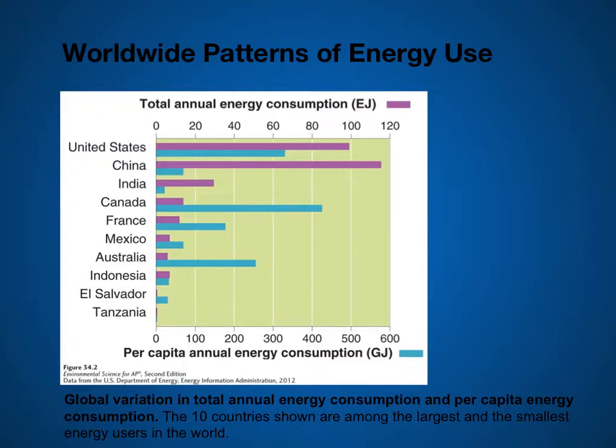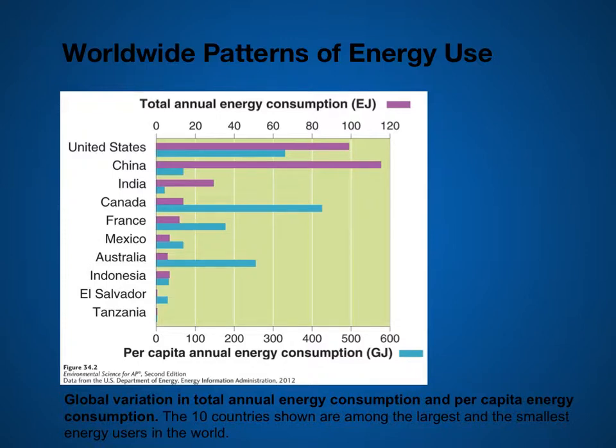Also note that some countries shown here, like China, have the greatest total energy consumption, whereas Canada has the greatest per capita energy consumption. And Tanzania has the lowest annual energy consumption of the countries shown in this diagram. Annual per capita energy consumption in Tanzania is less than 3 gigajoules per person per year.